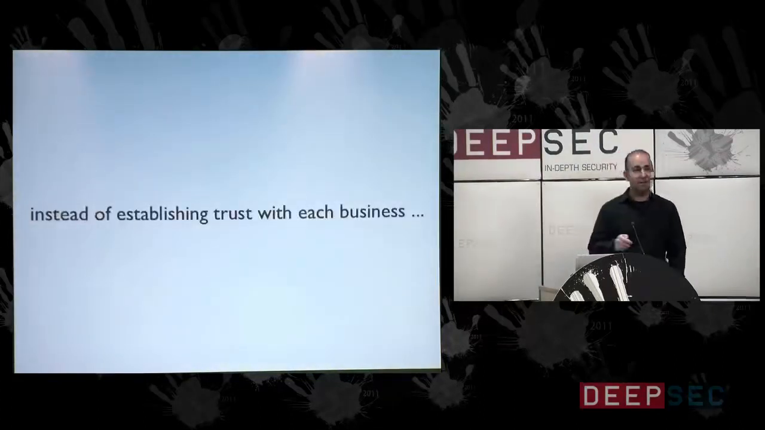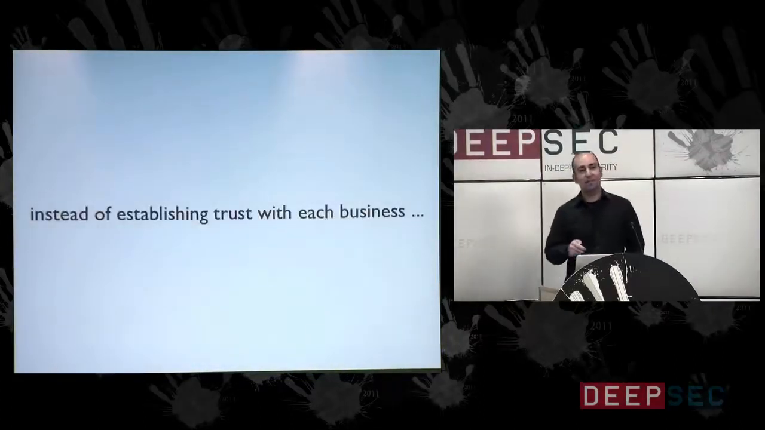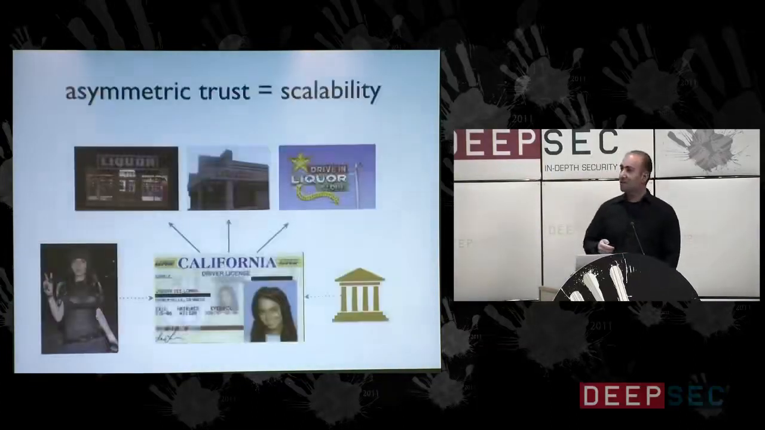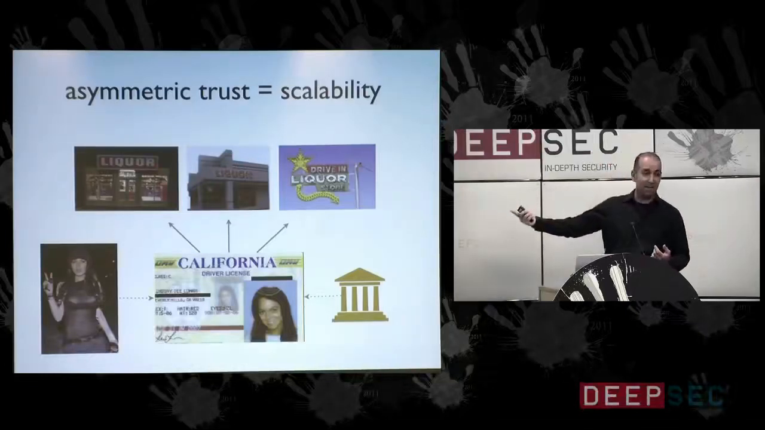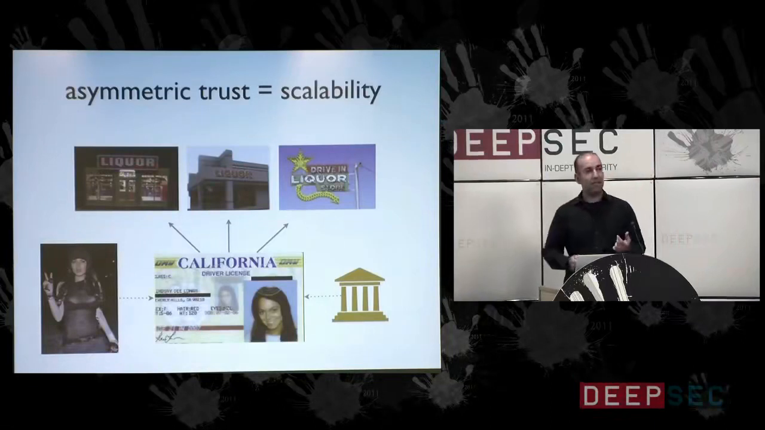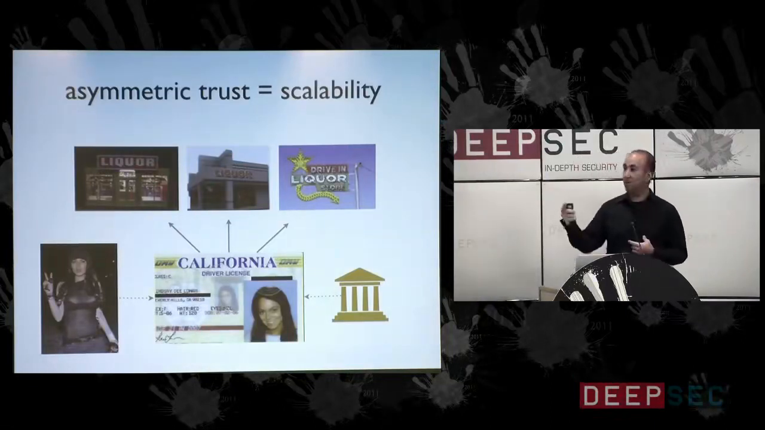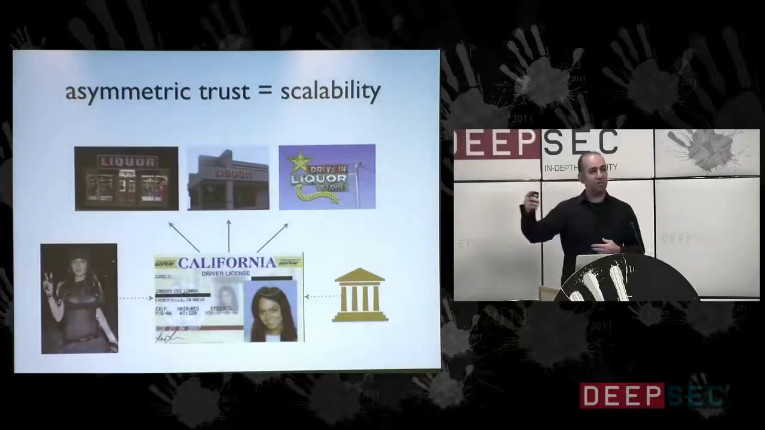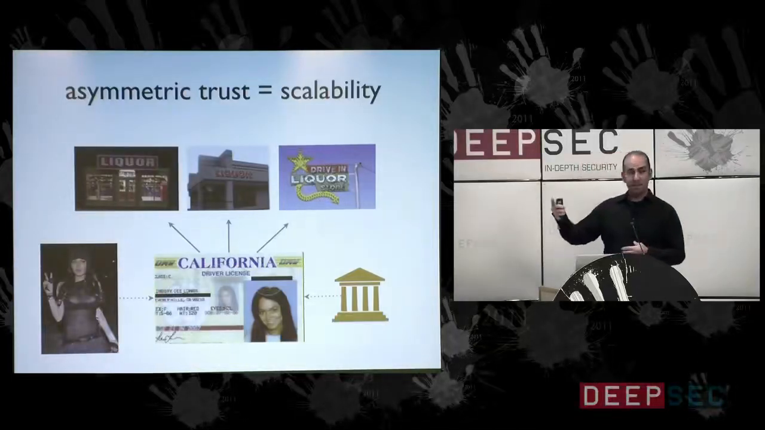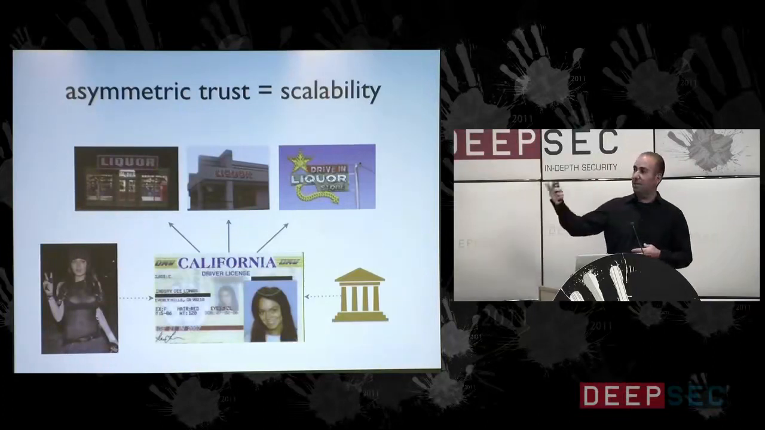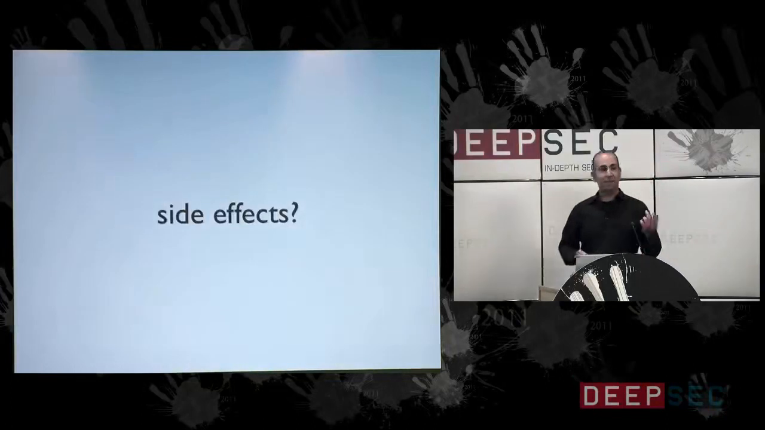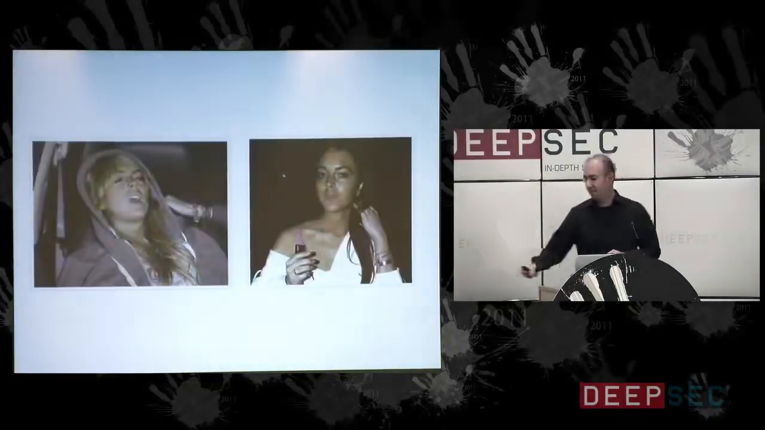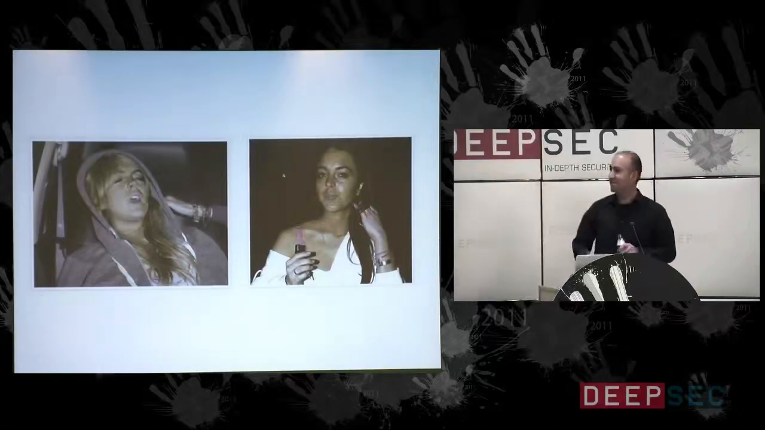So instead of establishing trust with each liquor store in the LA metro area when she goes for a liquor run every Sunday night, she just uses her ID that was given to her by the state of California, and she can use that ID to provide her identity to all the liquor stores. So she doesn't have to apply and register with each liquor store with a new ID. Again, this is an asymmetric relationship between the state of California, Lindsay Lohan, and all the liquor stores. So this provides scalability, right? And that's what OpenID attempts to mimic. And every scalable solution usually comes with a side effect. And that's her case.